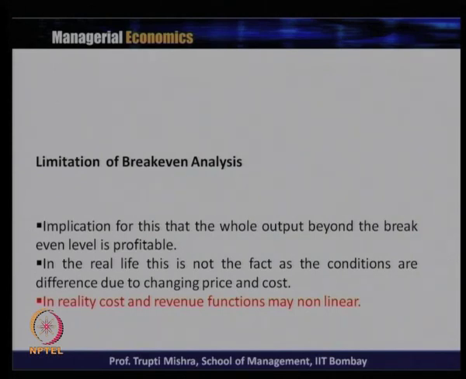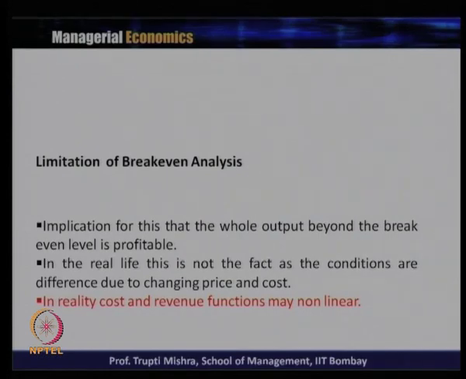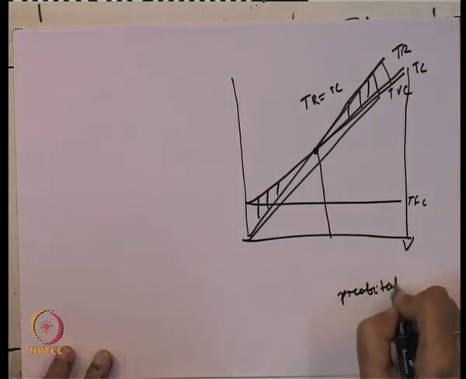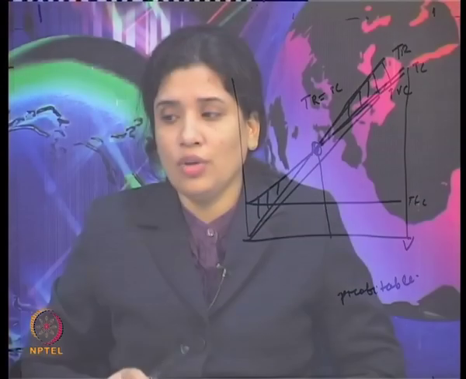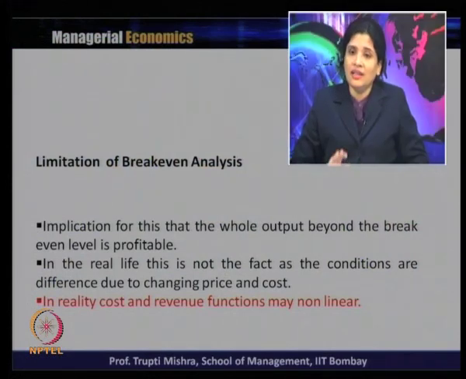But when it comes to real life, this is not the fact, as the conditions are different due to changing price and cost. So, it is not possible that it is a case of linear cost and revenue function. If you look at the graph, beyond this point we say any level of output is profitable, right. So, the implication of linear cost and revenue function is that beyond the breakeven level, any level of output is profitable. But in real life, conditions are different due to changing price and cost, and that leads to the fact that the cost and revenue function may not be linear, they may be non-linear.